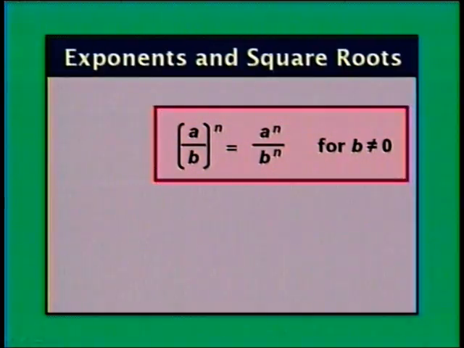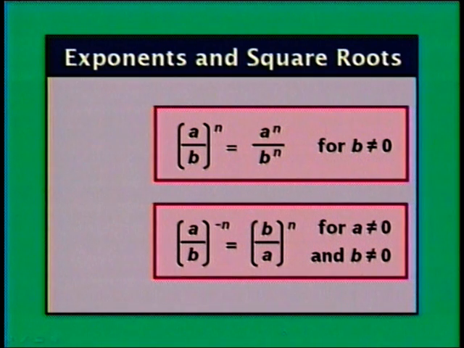Here's another rule. The fraction a over b raised to the n power equals a to the n over b to the n, as long as b doesn't equal 0. This is called the quotient rule. Also, a over b to the negative n equals b over a to the positive n, as long as neither a nor b is 0.